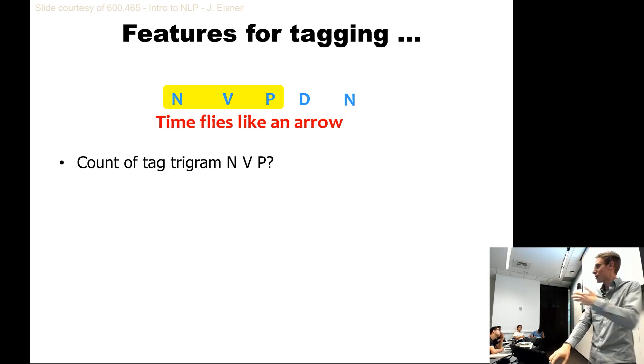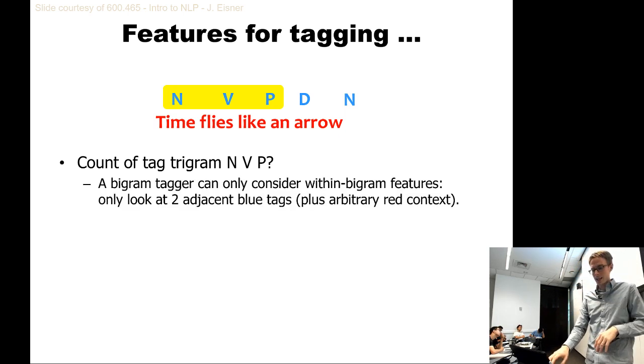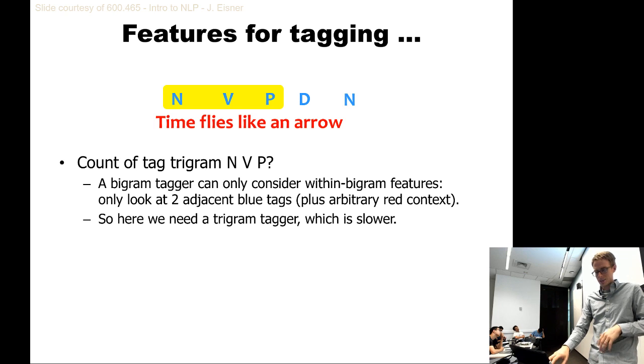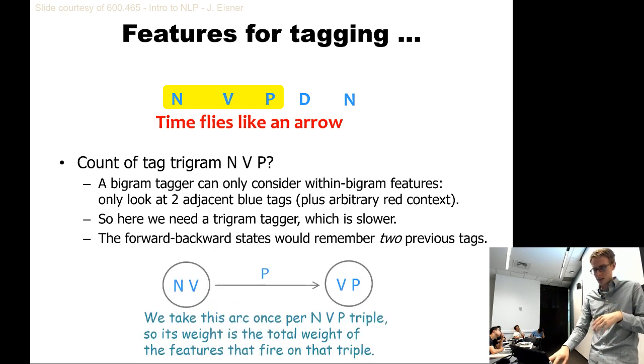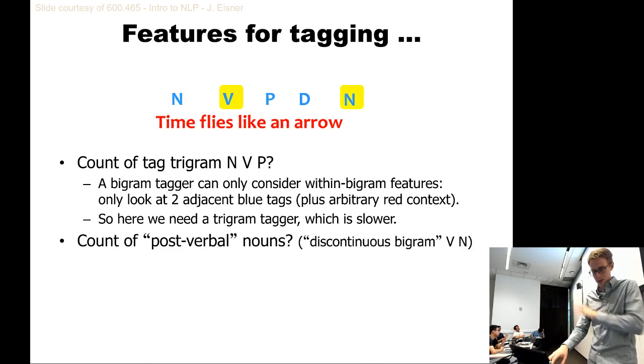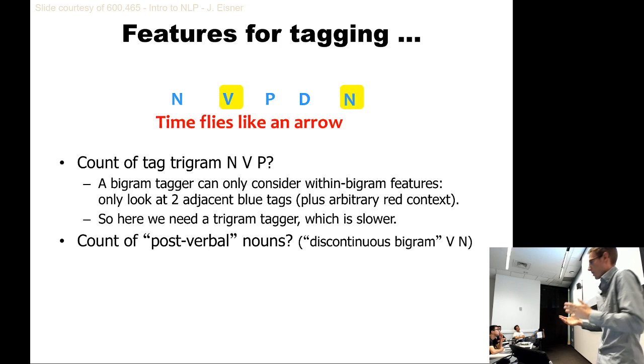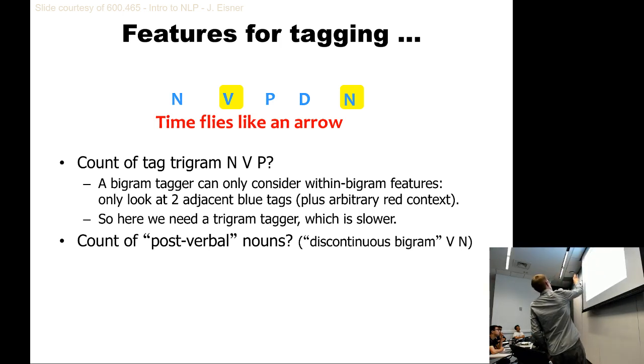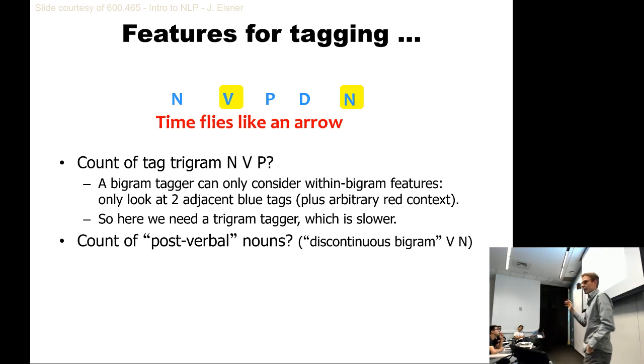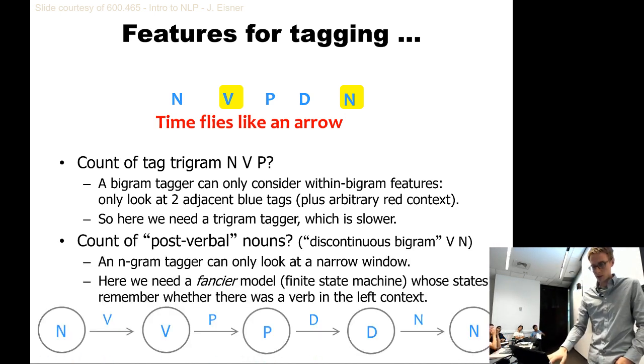The count of trigrams, NVP, right? We'll actually talk about n-gram models, so I'm going to skip that. You could also have the number of post-verbal nouns, right? This is a linguistic notion of nouns that come after some verb. And it's natural to actually have lots of these in languages that are in subject, verb, object order. So it's a reasonable feature.